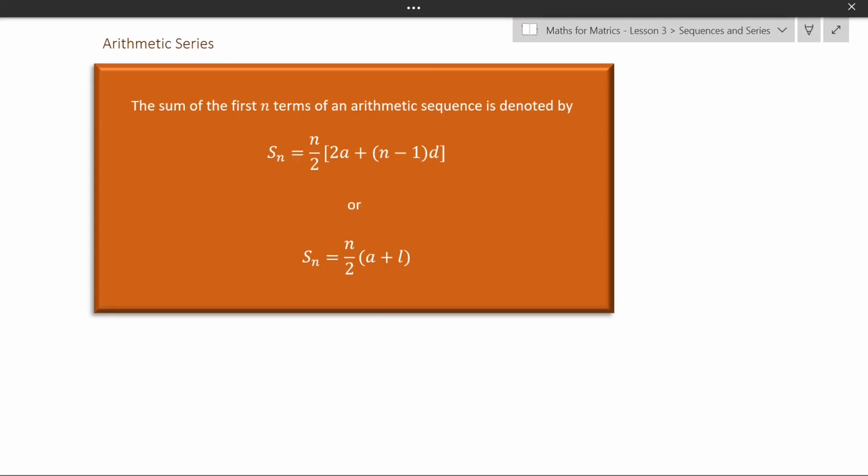Arithmetic series. What is an arithmetic series? An arithmetic series is the sum of the first n terms of an arithmetic sequence, and is denoted by Sn equals n divided by 2 times [2a plus (n minus 1) times d]. The sum of the first n terms for an arithmetic sequence can also be given by Sn equals n divided by 2 times (a plus l), where a is the first term of the sequence, d is the common difference between the terms, and l is the last term of the sequence.